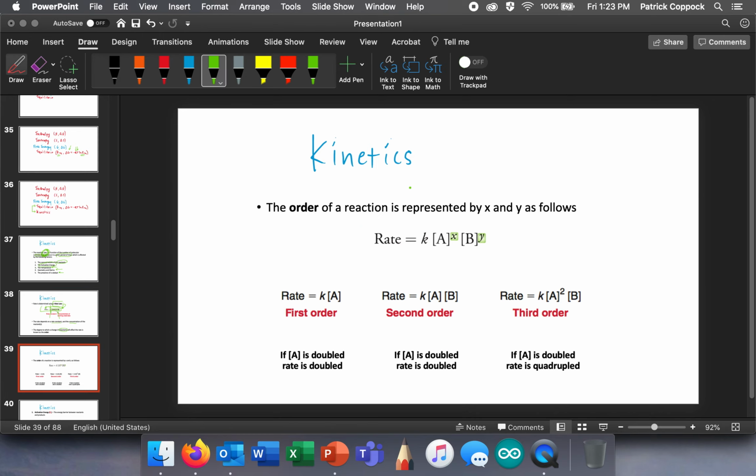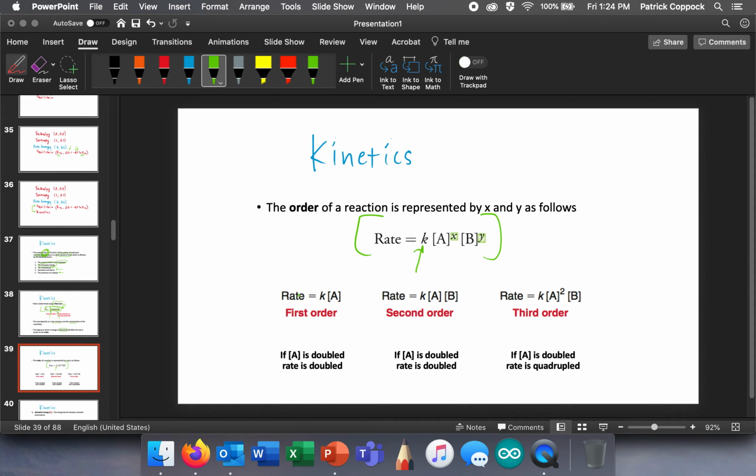Watch this. Now, the order of a reaction is represented by x and y. Okay, well, this is very much like a polynomial we did in algebra. So you see a rate law here. There's my rate law. There's my rate constant. Now, if x is 1, then we would say this is first order with respect to A. If x is 2, we would say it's second order with respect to A. If it's 3, we would say it's third order with respect to A. Of course, we would say the same with y, and then we would say overall order, okay?